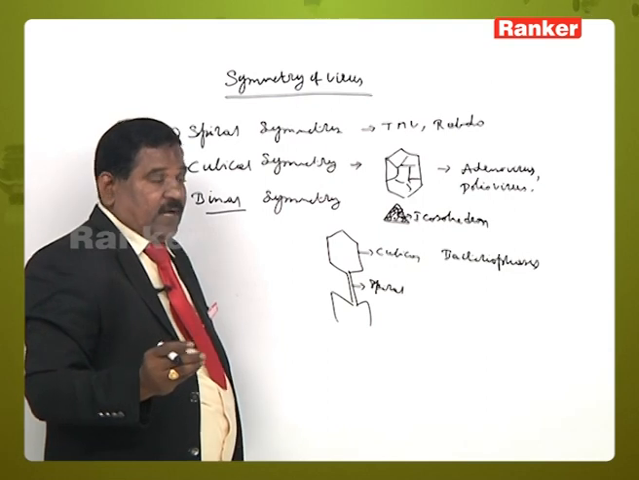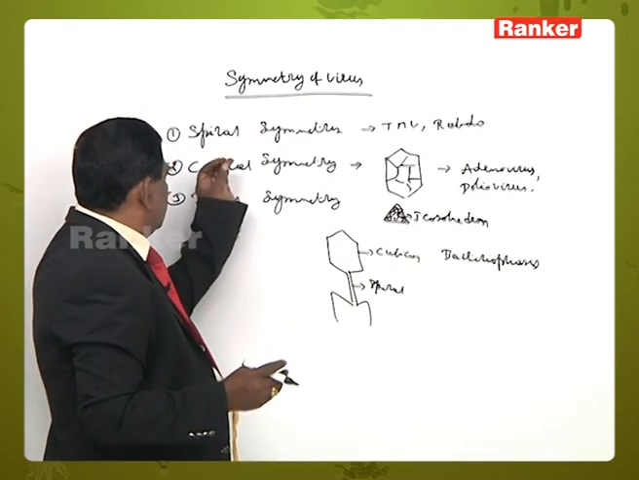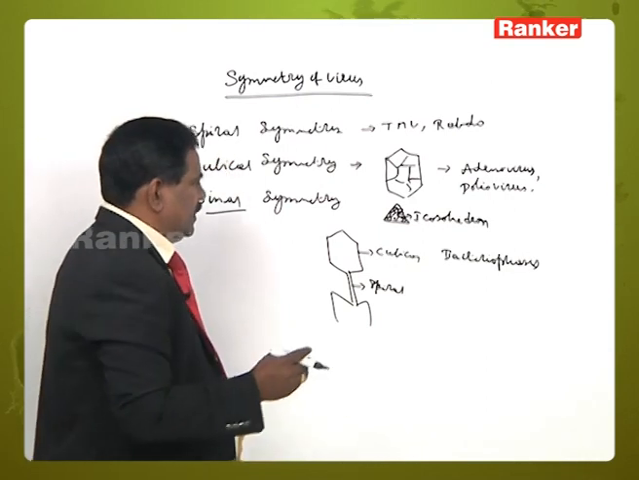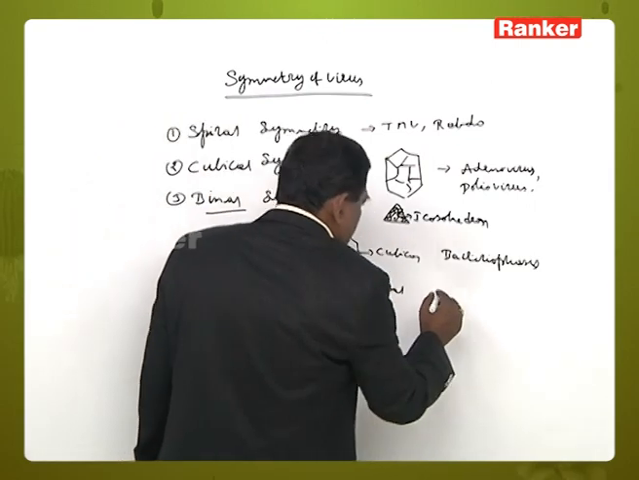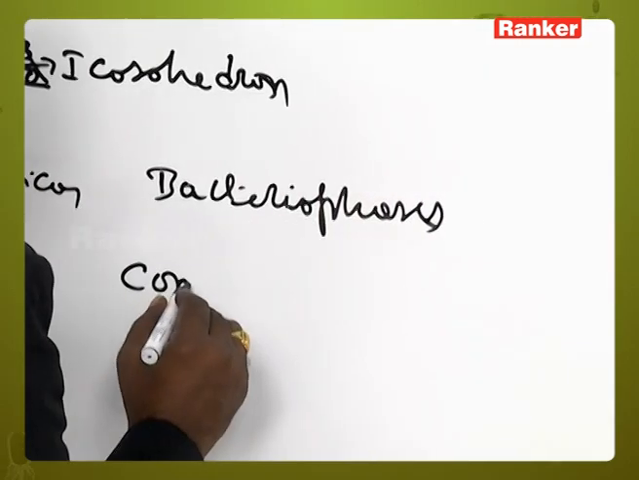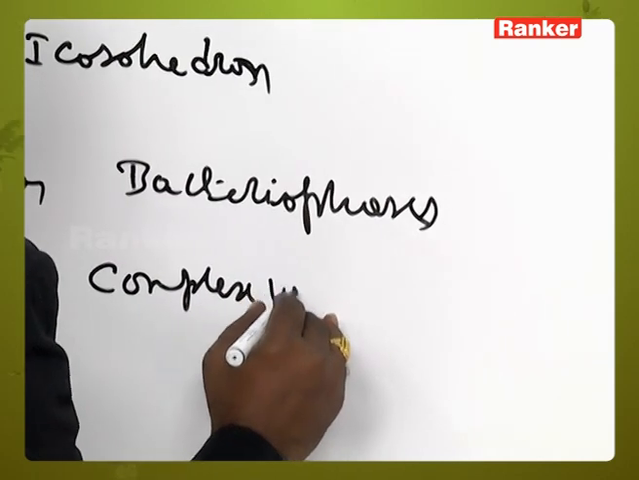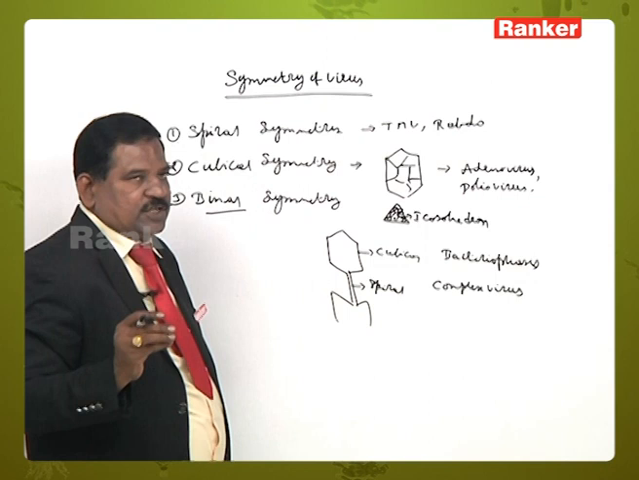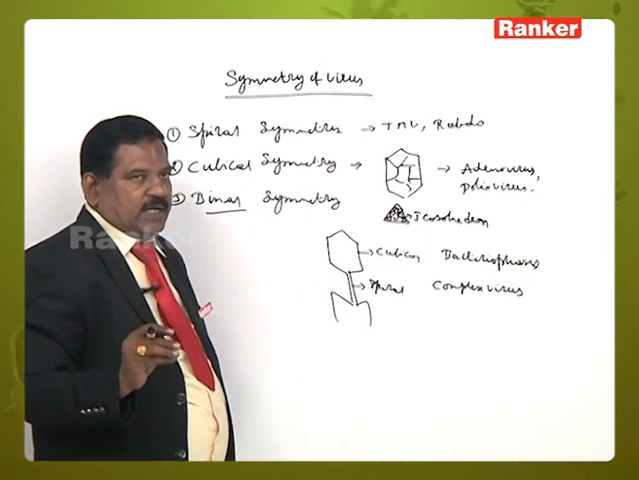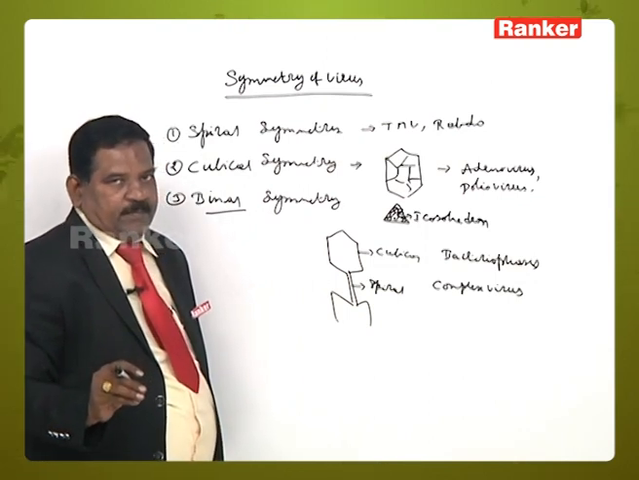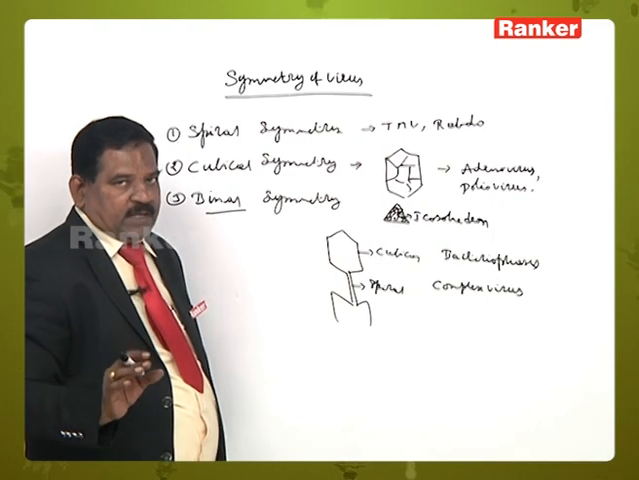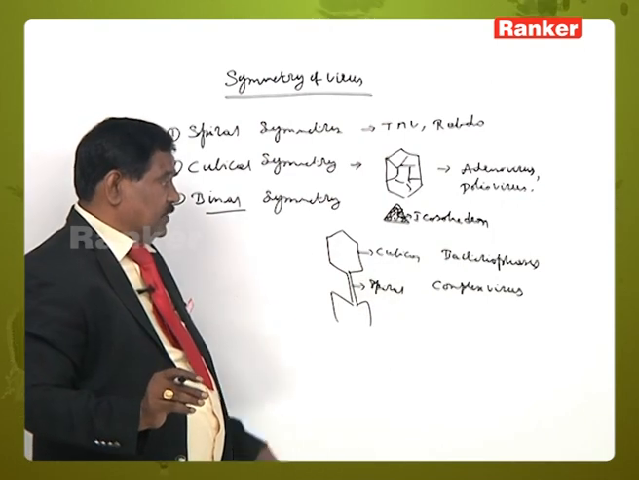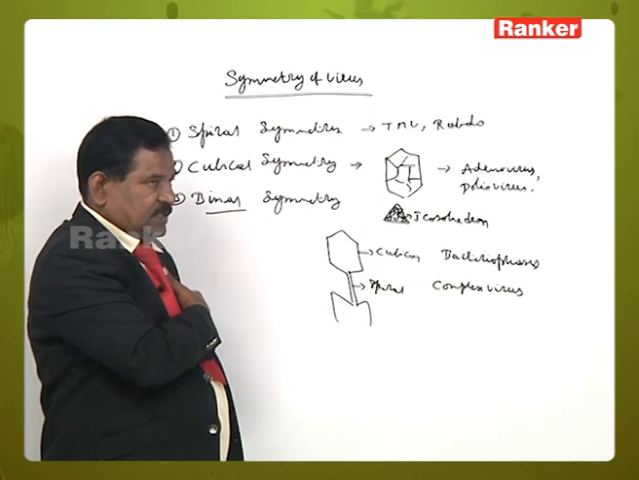Viruses that show both cubical symmetry and spiral symmetry, or binal symmetry, are called complex viruses. Example: bacteriophages.